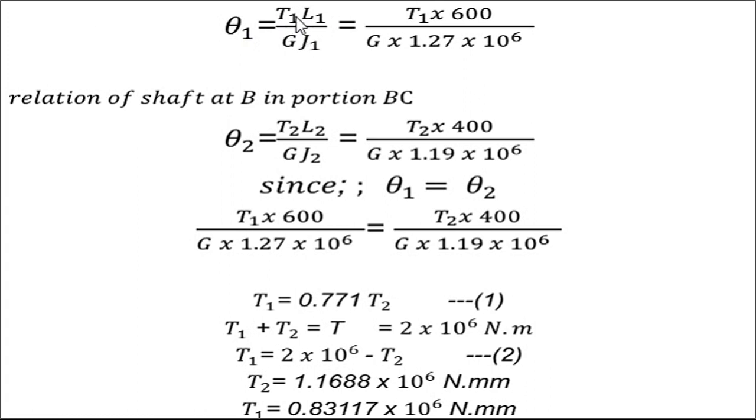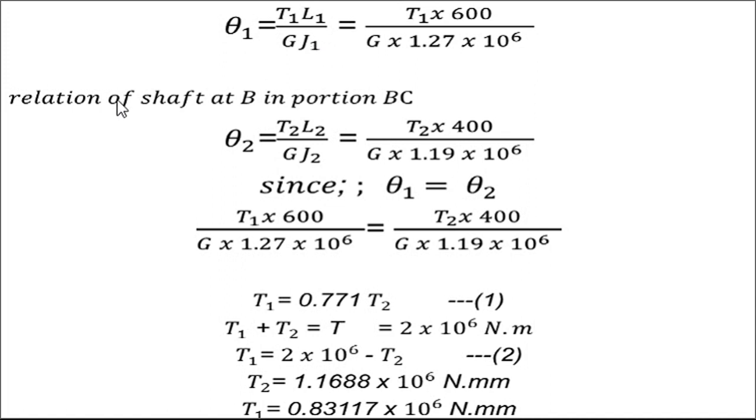Here T1 is the torque applied at that portion, L1 is the length of that portion, G is the modulus of rigidity, and J1 is the polar moment of inertia. So in this case the unknown is T1, because the torque is not given. The length is given for that portion. G is also not given, and I think J.